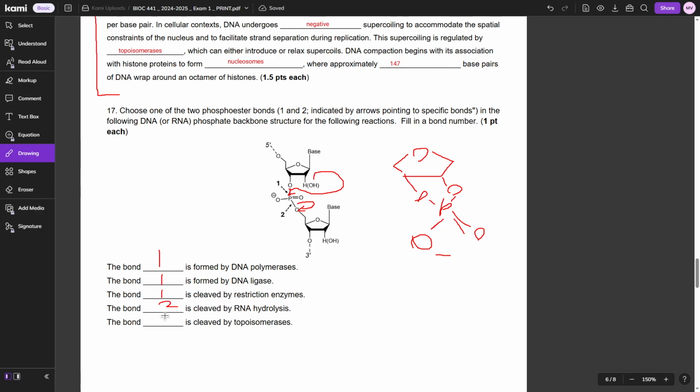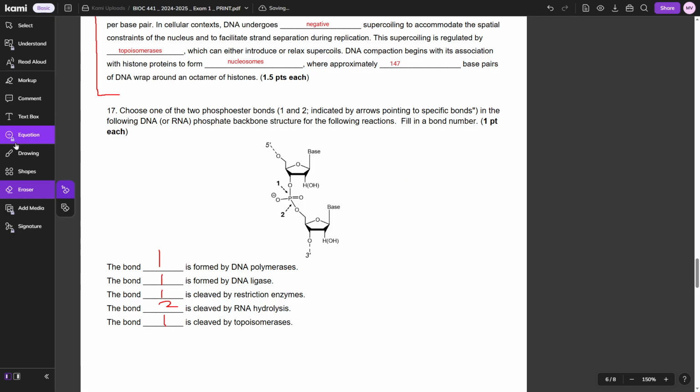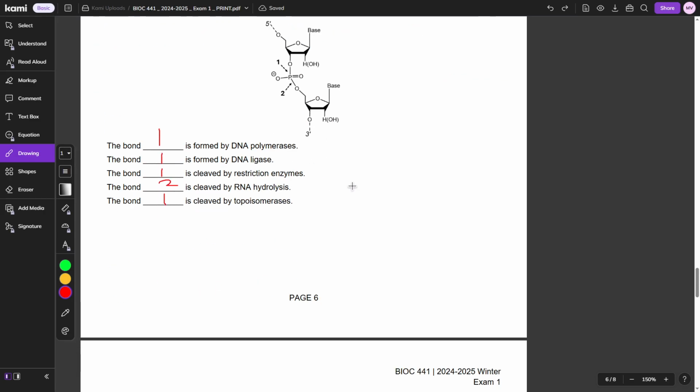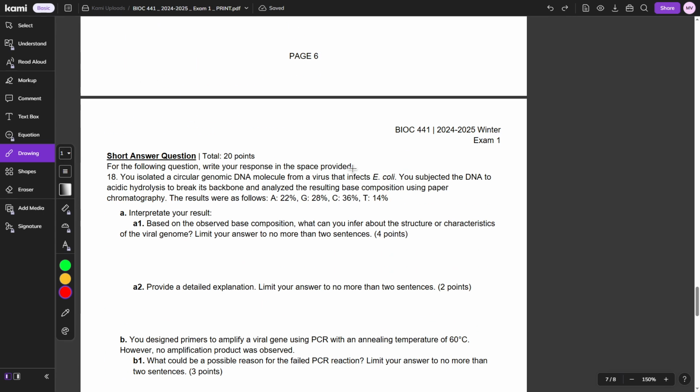So 2 is cleaved. The bond blank is cleaved by topoisomerases. Topoisomerases, they also are similar to restriction enzymes. They cleave bond 1. Right? Most enzyme mechanisms do things by cleaving this bond. The only time that I've seen that's not true is for self-hydrolysis through RNA. That's the only time I've seen it cleave bond 2. Every other enzyme, though, pretty much cleaves bond 1. So, yeah.